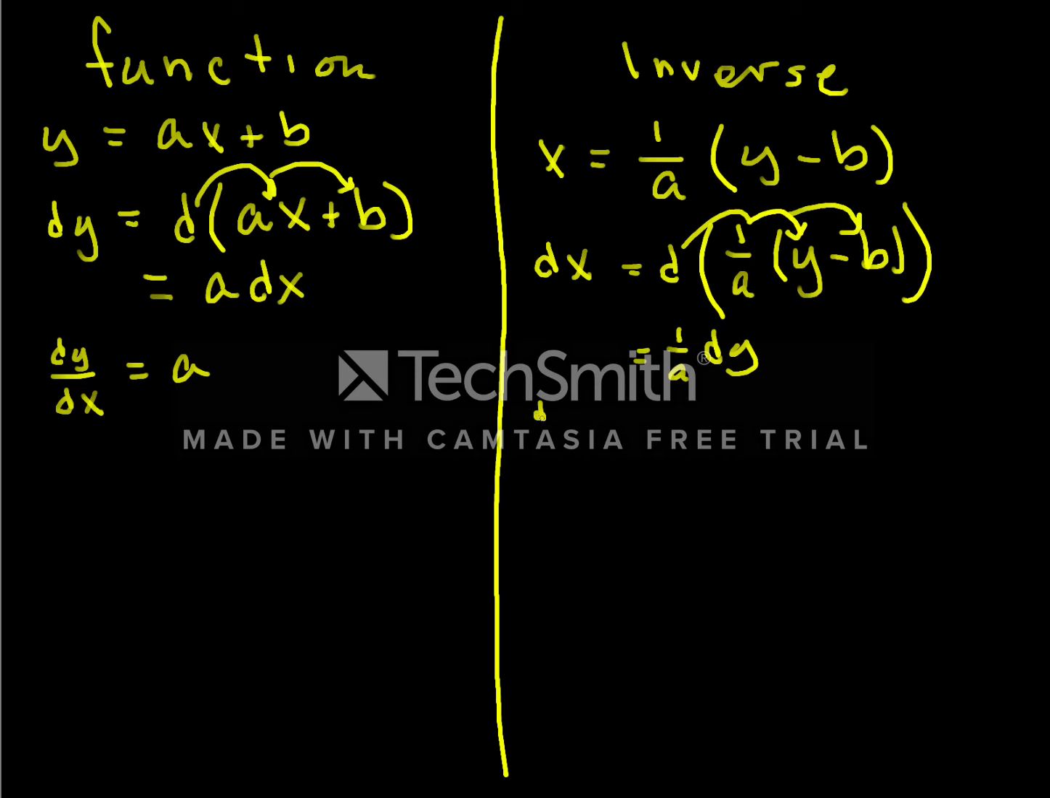So then dx/dy is 1 over a. Now, this we'll find is not a coincidence that I've got an a here and it popped up as the reciprocal here, in the denominator. So I could rewrite this: dx/dy is the same as 1 over dy/dx.